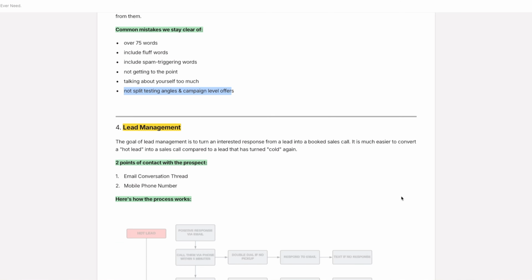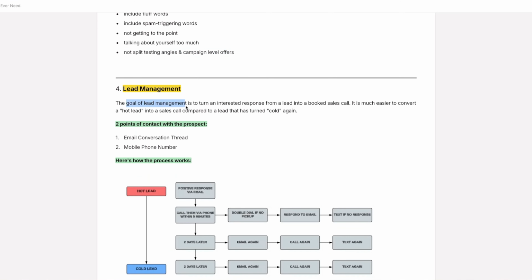So next is lead management. So the goal of lead management is to turn an interested response from a lead into a booked sales call. That's the only goal. It is much easier to convert a hot lead into a sales call compared to one that has turned cold again, right, after they've been hot.